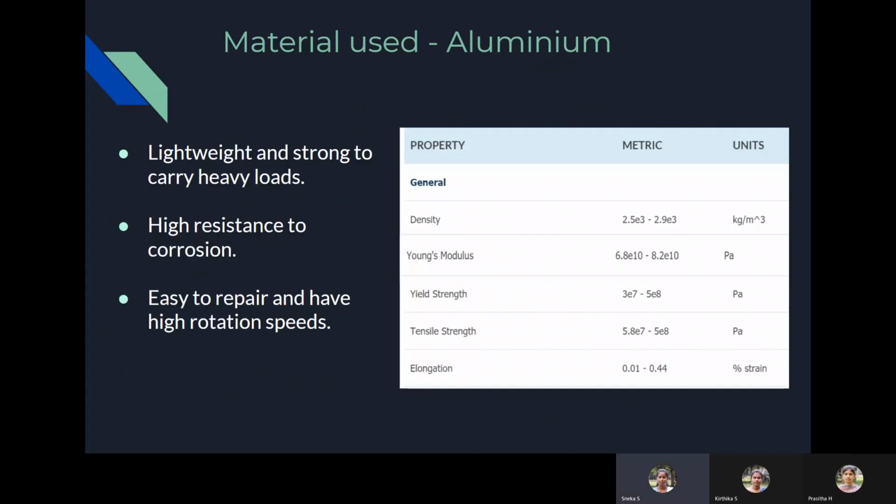And the material used for the propeller is aluminium. It is lightweight and strong to carry heavy loads, has high resistance to corrosion as it does not corrode easily, is easy to repair and has high rotational speeds. Next, I would like to call Prasita to brief about the design.